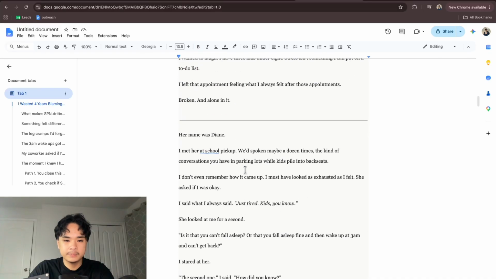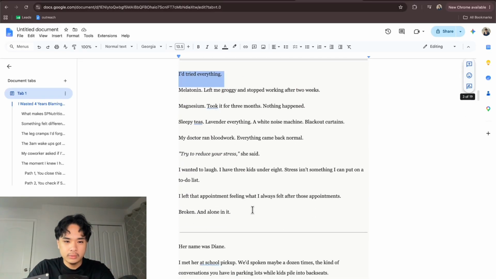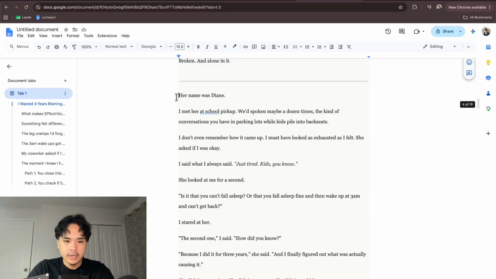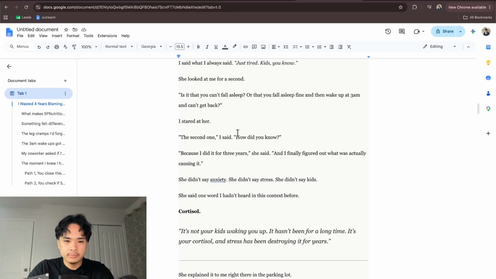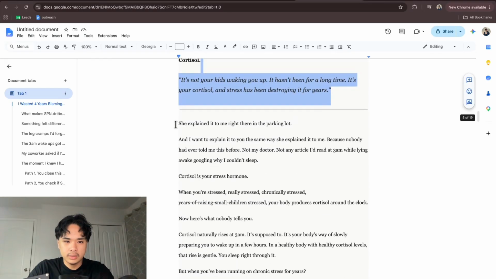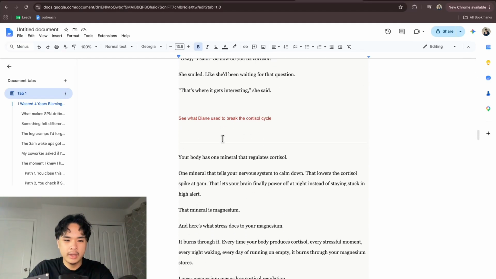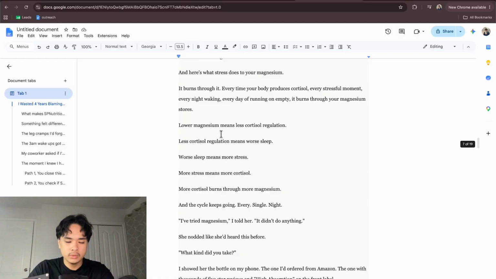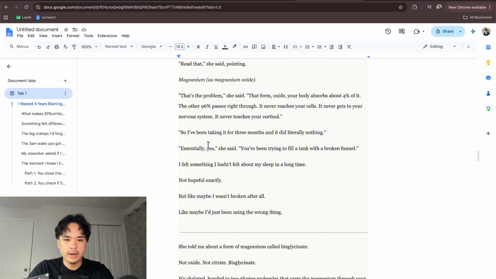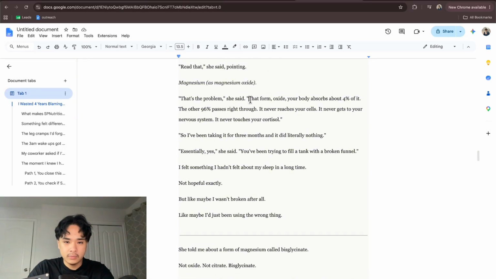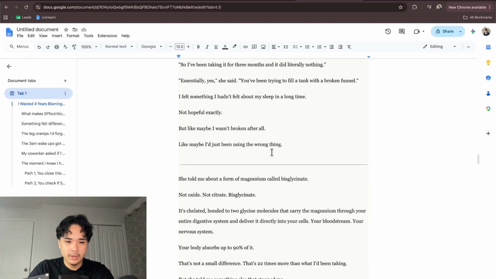I tried everything. And then going through the stuff that she tried. Her name was Diane. I met her at school pickup, and then cortisol. And then she explained it in the parking lot. Here's what nobody tells you. It's a cortisol spike. Your body has one mineral. So this is going through how it actually works, the mechanism. That foreign oxide your body absorbs about 4% of it.